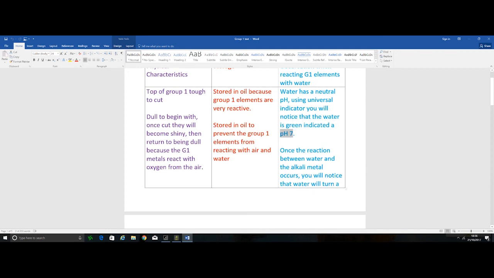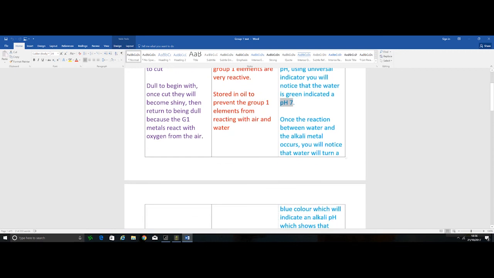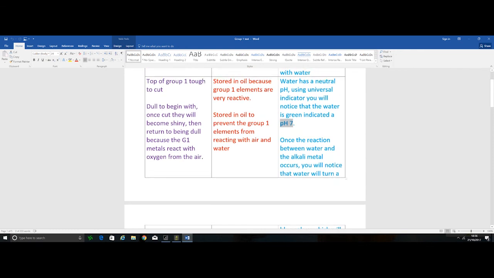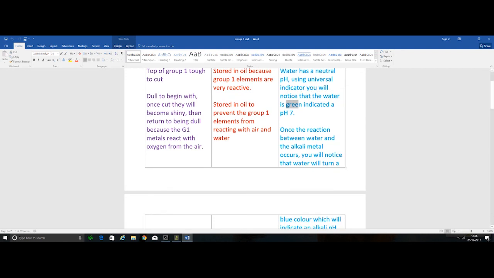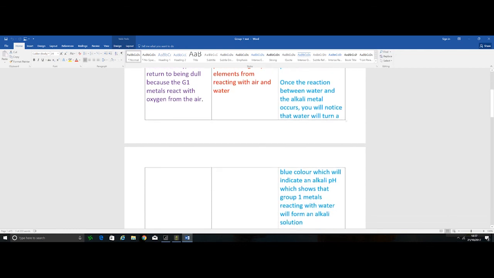Now anyway, once you add in any metal, so let's go with lithium, what you'll see, number 1, is that the water with the universal indicator changes from green to a blue purple color. That's because one of the things being formed is a hydroxide, which means that an alkali solution is being formed. So what other things will you notice?